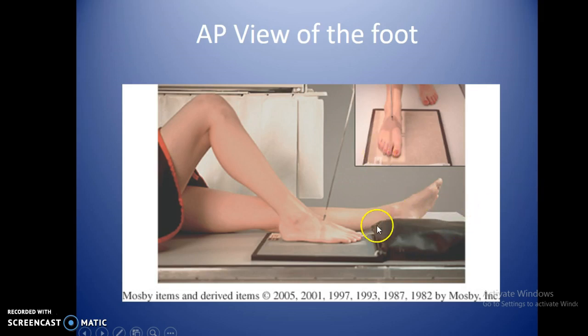Sandbags can sometimes be placed because people with poor muscle control here will actually push this cassette out and their foot will actually move as you're trying to get a nice solid AP view on that. So you can put some sandbags, just make sure they do not overlap the image.